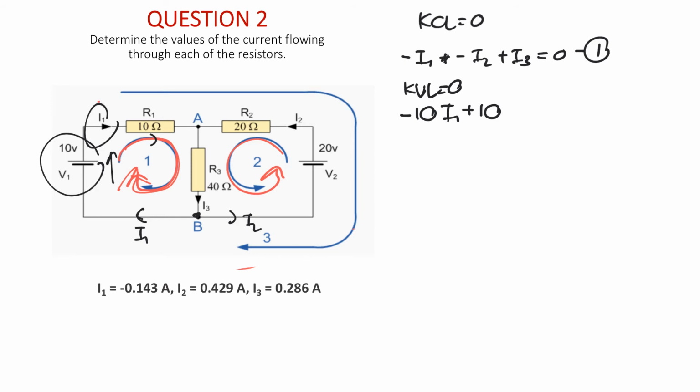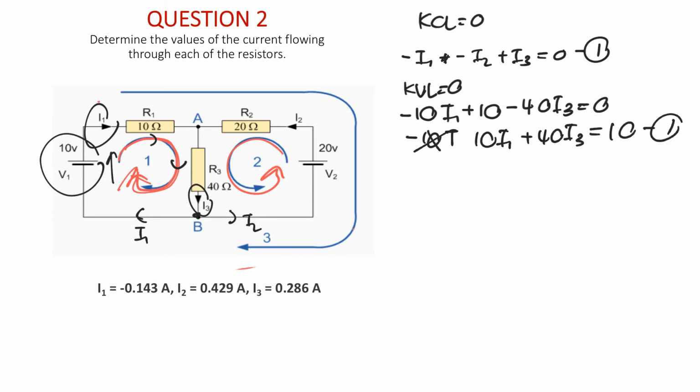I need to include also the area of I3, because this is one loop. My assumption loop and the current inside the circuit are in the same direction, so I get negative 40 I3 equal to 0. Then I rearrange the equation and I get negative 10 I1 plus 40 I3 equals 10. This is going to be the second equation.